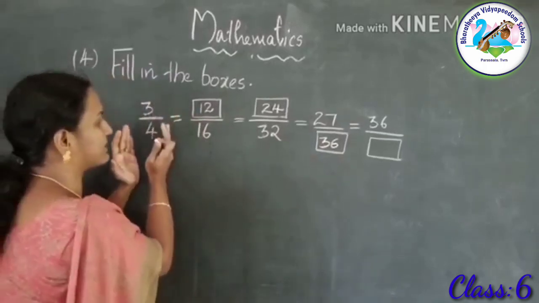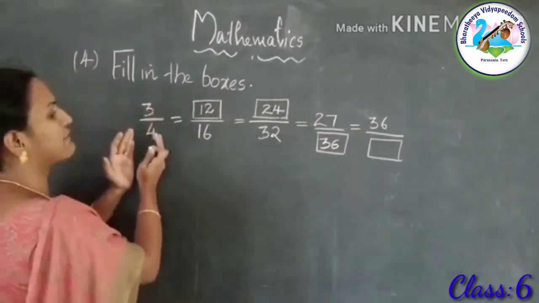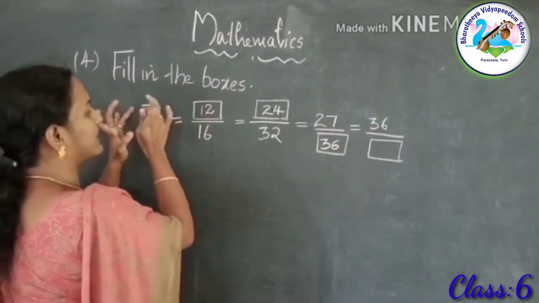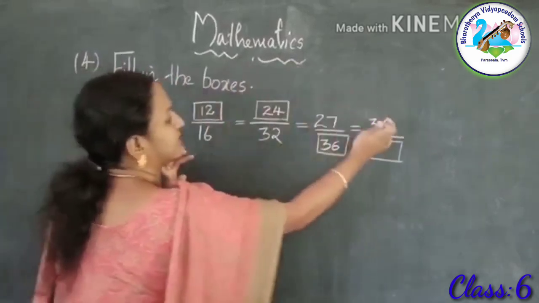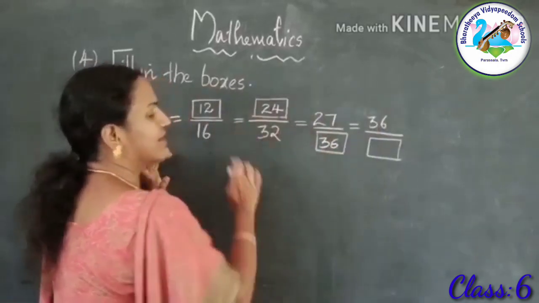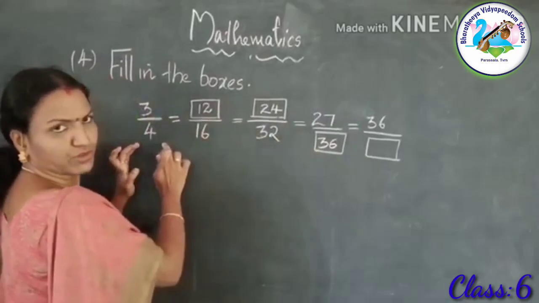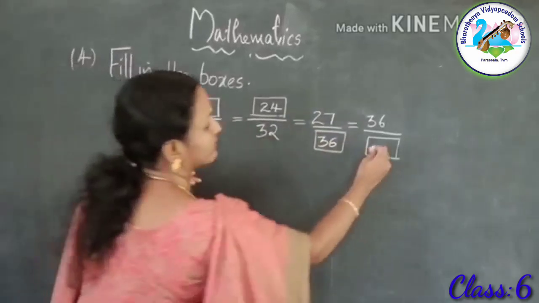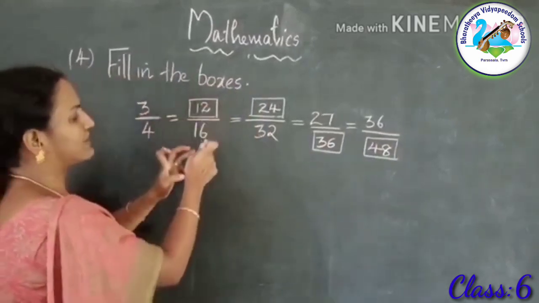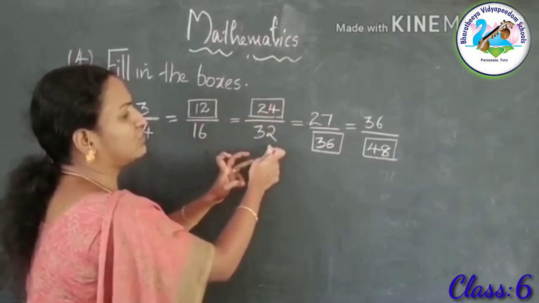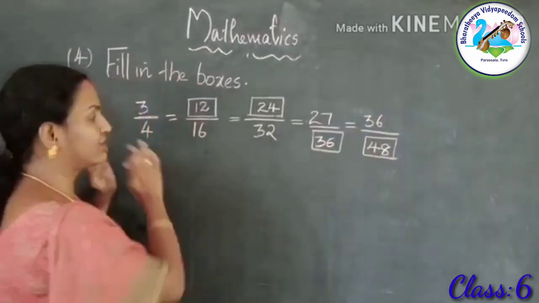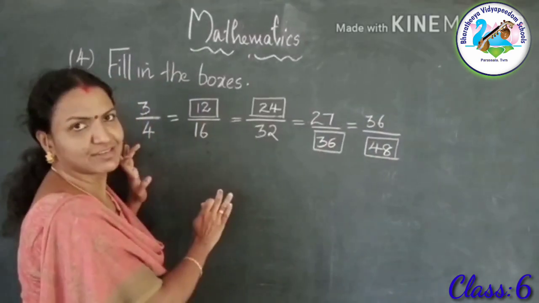Then comparing the first fraction and the last fraction, 3 by 4 and 36 divided by dash. By comparing the numerators 3 and 36, how many 3s are in 36? 12 3s are 36. So multiply 12 with 4, that is 48. So 3 by 4 is equal to 12 by 16, is equal to 24 by 32, is equal to 27 by 36, is equal to 36 by 48. So these are all equivalent fractions.